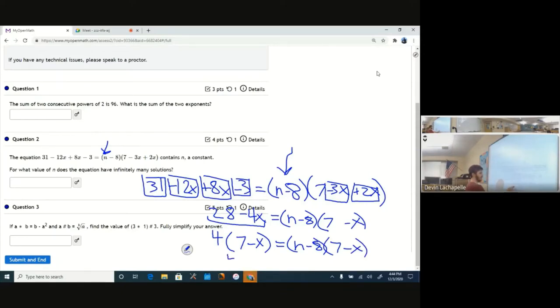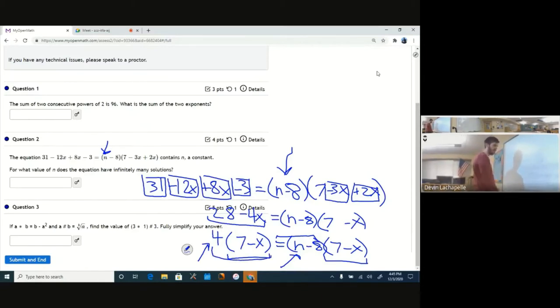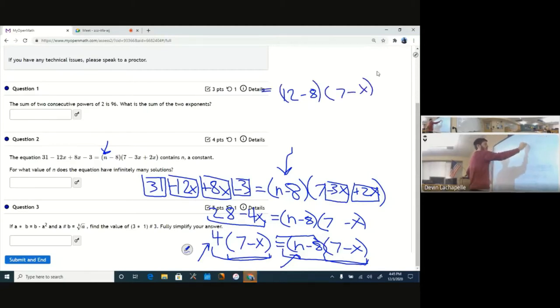Oh, look, this part right here is the same. So in order to get both sides equal, this part right here, 4, and n minus 8, those both have to be the same thing. What would we have to put in for n to make this right here 4? Well, if we put in 12, I'd end up with 4 times 7 minus x over here. Over here, I would end up with 12 minus 8 times 7 minus x. I'll just rewrite this up here. Okay. Well, what's 12 minus 8? That's 4.